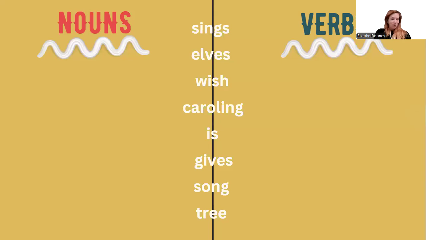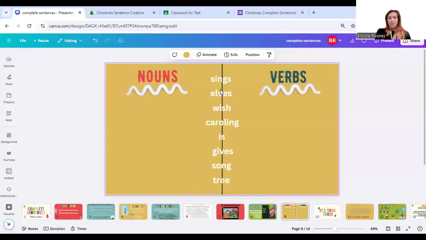Wow, you guys did some really great work on the Padlet. That was fun. Okay, well, we're going to do a quick sort together just to remind ourselves of the difference in nouns and verbs. So remember, nouns are people, places, or things, and your verbs are going to be what they're doing. The verbs are the action of the sentence.